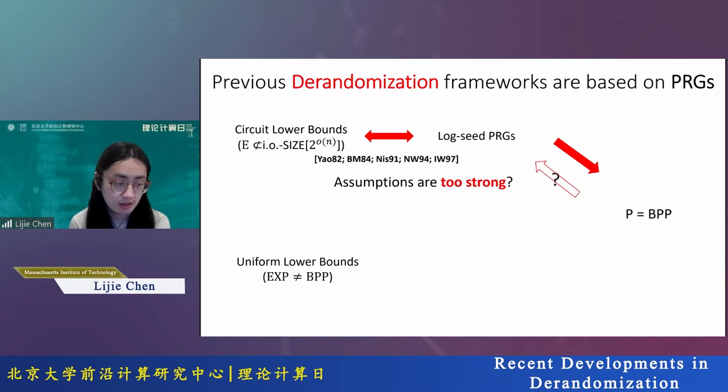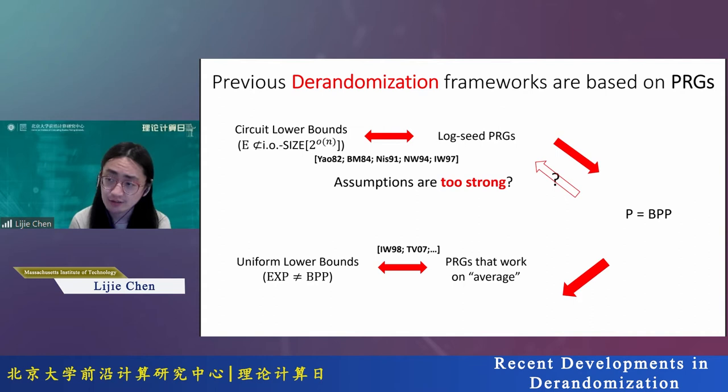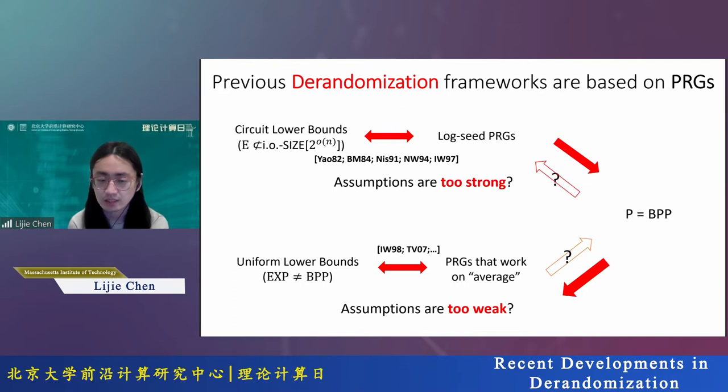And you can show it's actually equivalent to a PRG that works on average. But such a PRG is too weak for generalization. So probably they don't imply stuff like P equals BPP. They only imply promise P is in average case P, for example, you can derandomize an algorithm with high probability over uniform input or over polynomial time sampleable input. So those assumptions seem too weak because those uniform assumptions only imply average case derandomization.